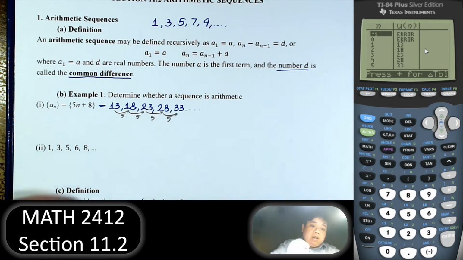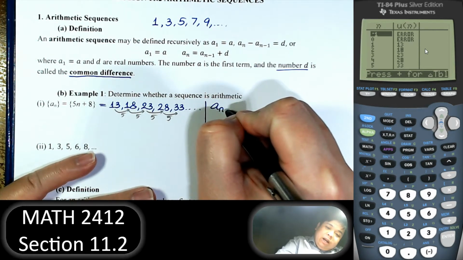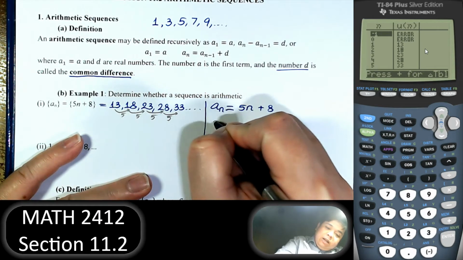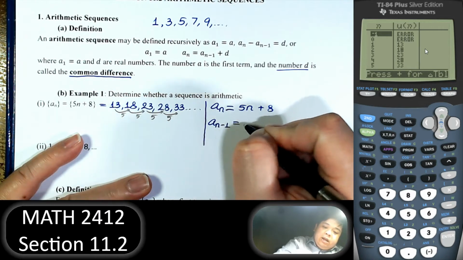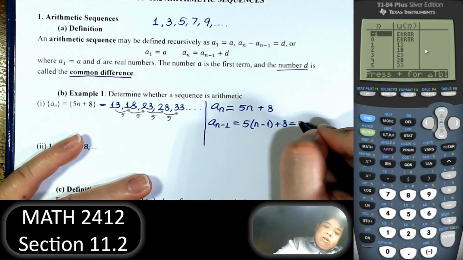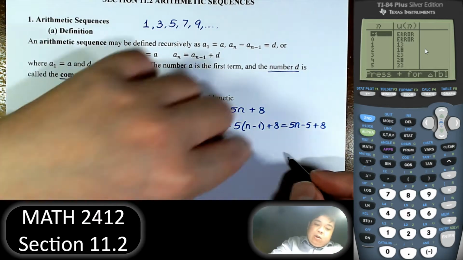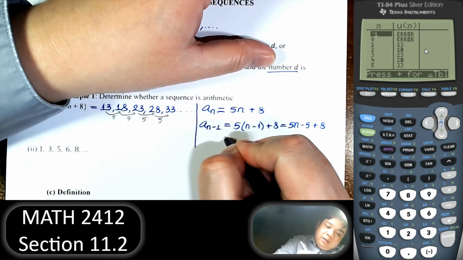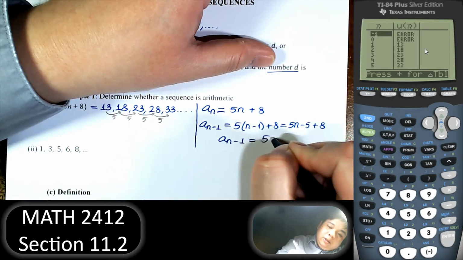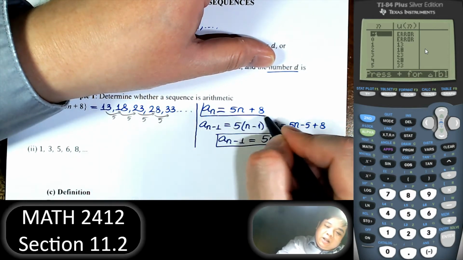If we want to be sure about that, we can prove that a sub n is equal to 5n plus 8. If we use n minus 1, it's going to be 5 times (n minus 1) plus 8. Multiply them out: 5n minus 5 plus 8, or we have 5n plus 3. So this is a sub n minus 1, and this is a sub n.